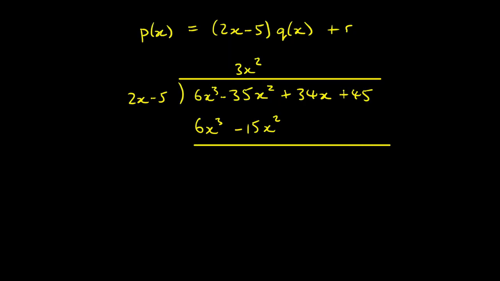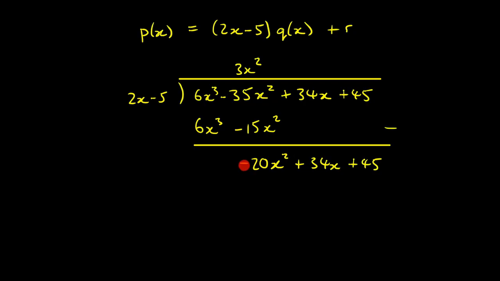Now, once we've done that, we are going to subtract this bottom line from the top. Okay, so 6x cubed minus 6x cubed is 0. Now we've got to be careful. We've got negative 35x squared minus 15x squared. So minus minus is plus 15x squared. So negative 35 plus 15 is negative 20. So this guy here is going to be negative 20x squared. And we've still got the 34x plus 45 left over.